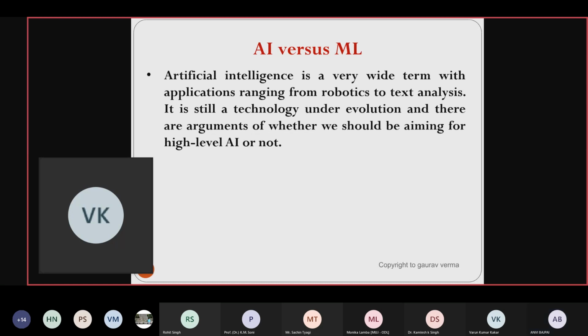You can see that the robot can do image processing, it can do text analysis, it can move, it can predict, it can learn. It comprises several machine learning tasks in it, and then it becomes a single entity. So this is what is termed as AI.